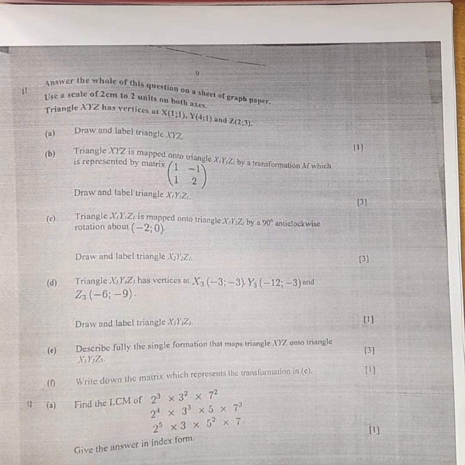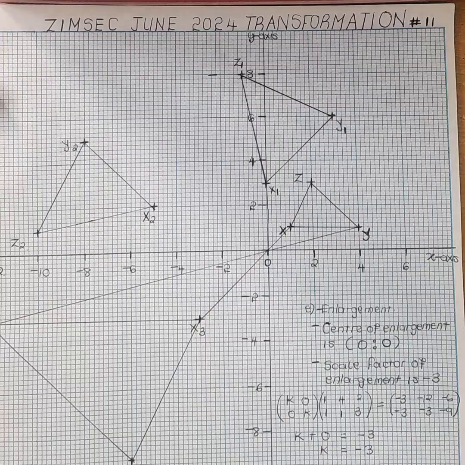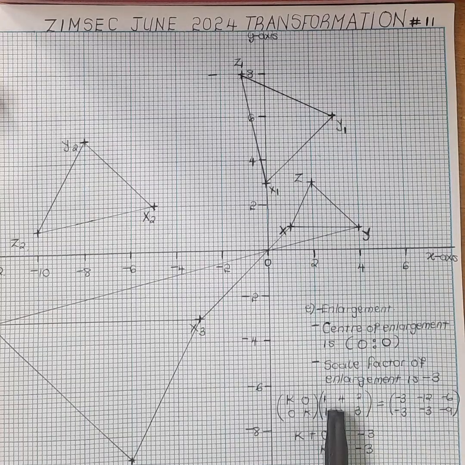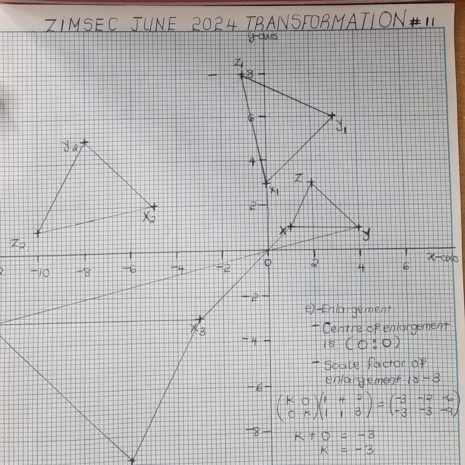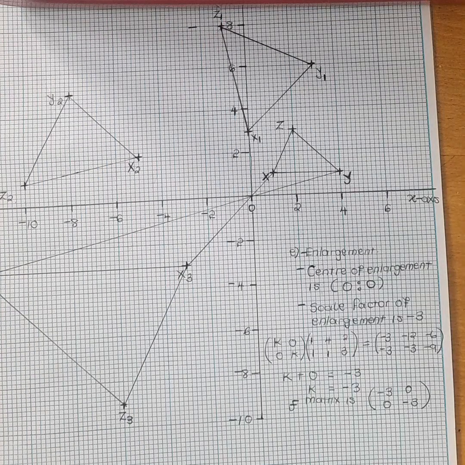And then lastly, we are supposed to write down the matrix which represents the transformation in C. So this is the matrix k0, 0k. In place of k, we are going to substitute minus 3 so that our matrix of enlargement is going to be minus 3, 0, 0, minus 3. This was the complete solution for the transformation question that was in June 2024.